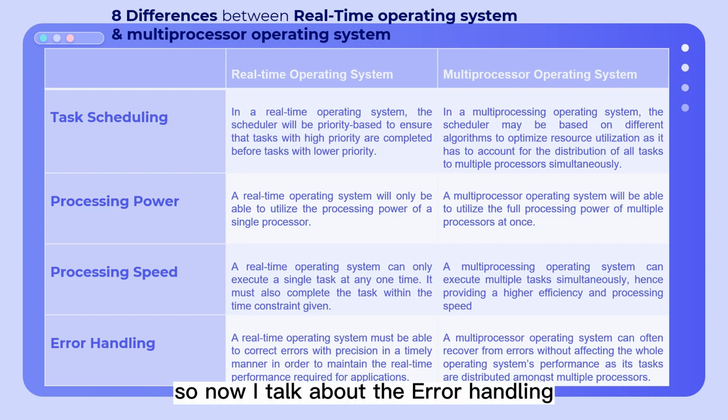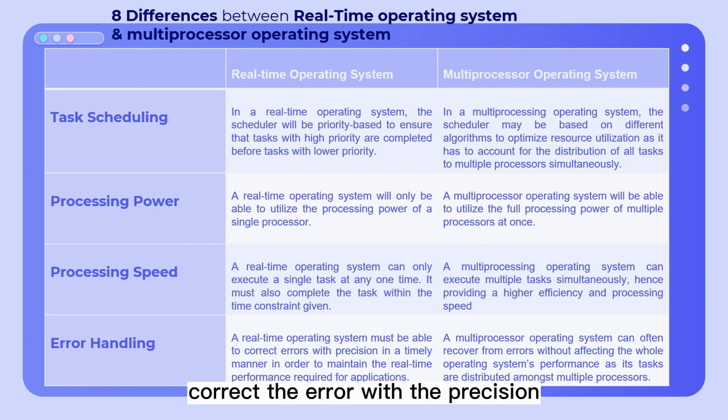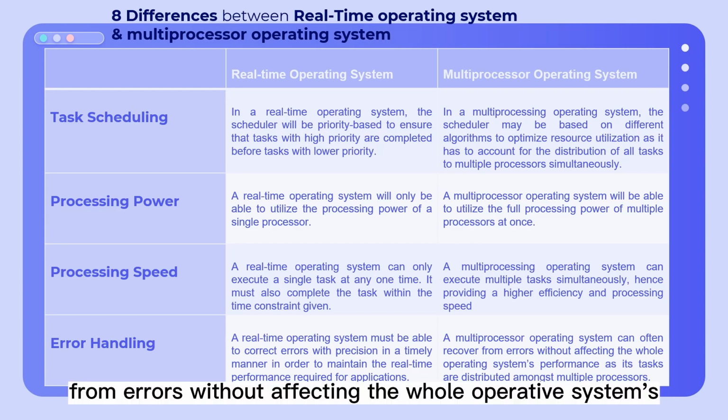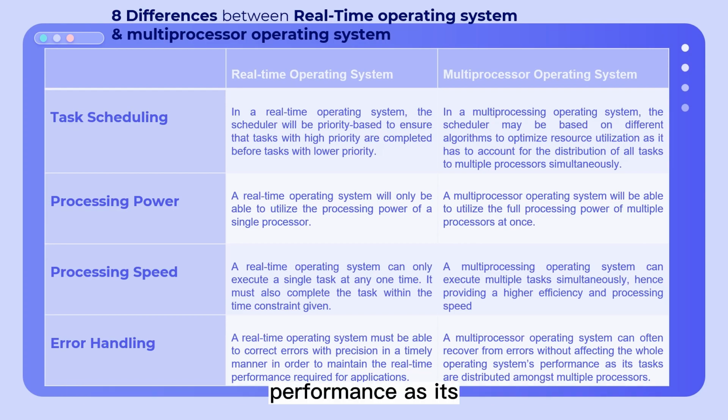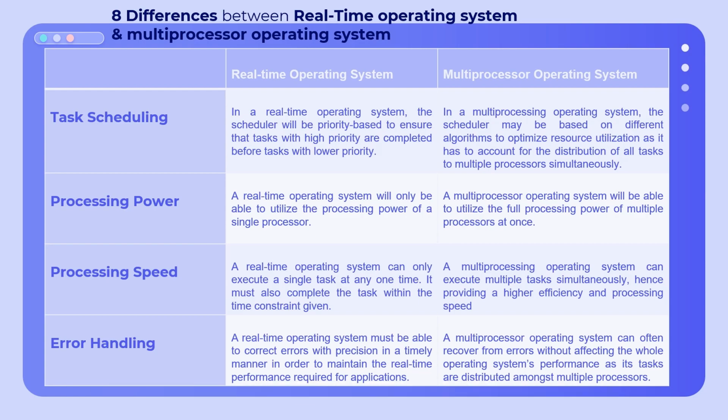So now I talk about the error handling. A real-time operating system must be able to correct the errors with precision in a timely manner in order to maintain the real-time performance required for all applications. But the multi-processor operating system can often recover from errors without affecting the whole operating system performance, as it is tasked and distributed amongst the multiple processors.